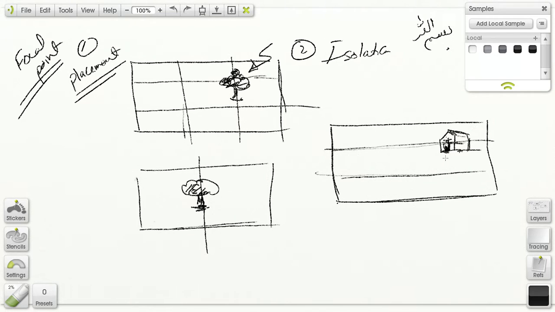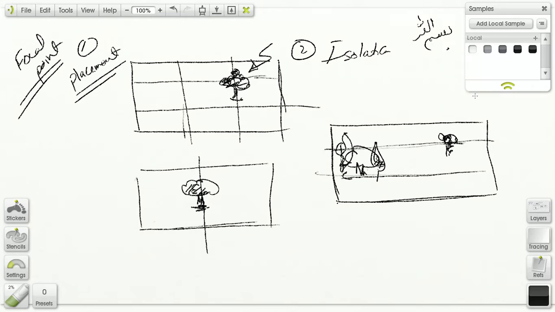So if you wanted a certain tree to stand out, for example, you would put this tree over here, and you could have several trees here, several trees here.